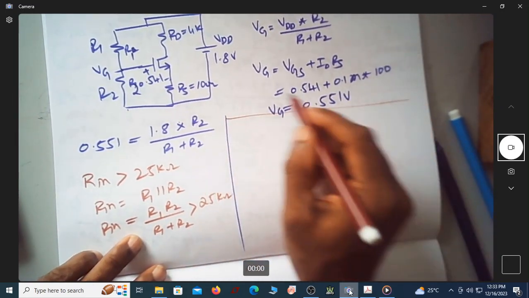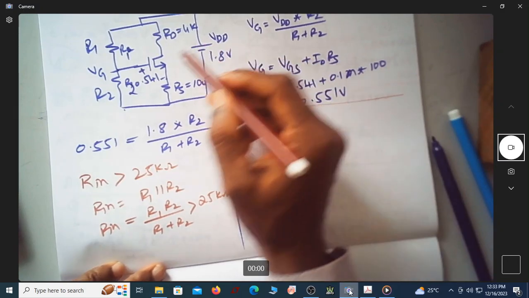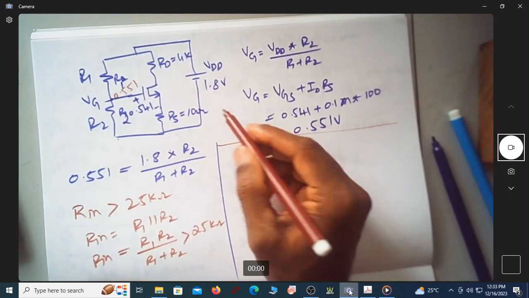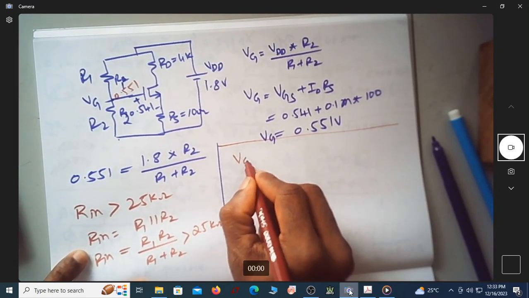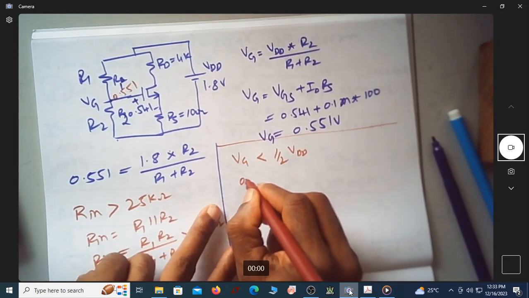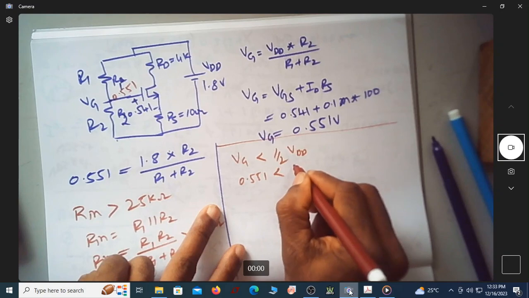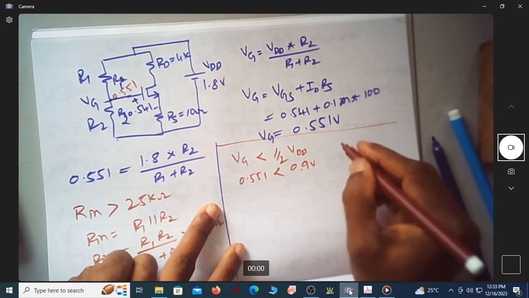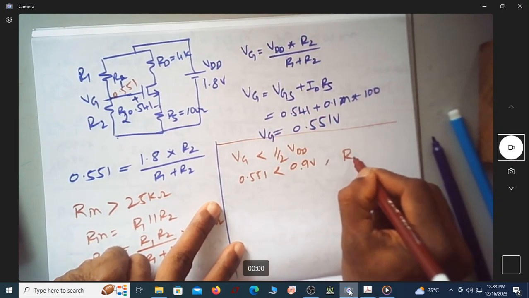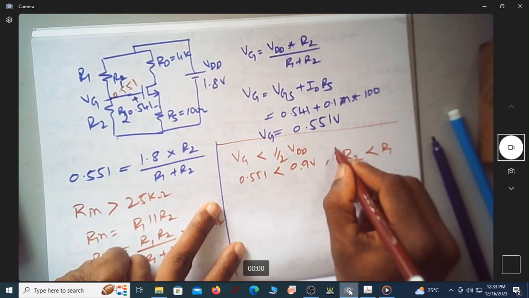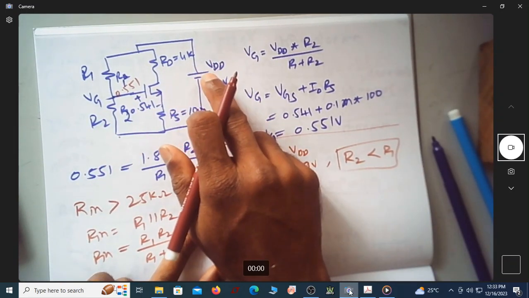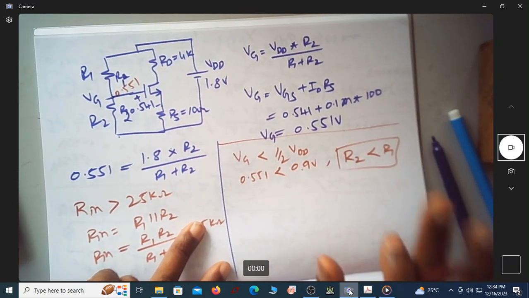And we also know that this is 1.8 volt. The voltage that is required is 0.551 volt. So is this value of VG lesser than half of VDD? Because 0.551 is less than 0.9 volt. In such a case, because this is a potential divider, will the value of R2 be less than R1? Because you are supposed to get a voltage here of half of this, so naturally R2 should be lesser than R1.